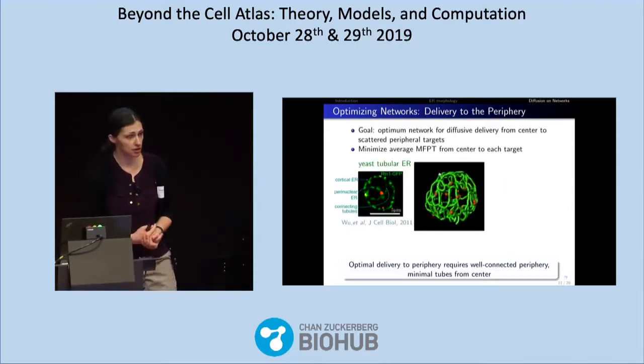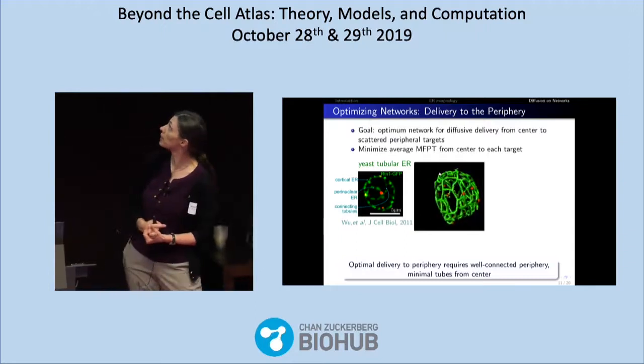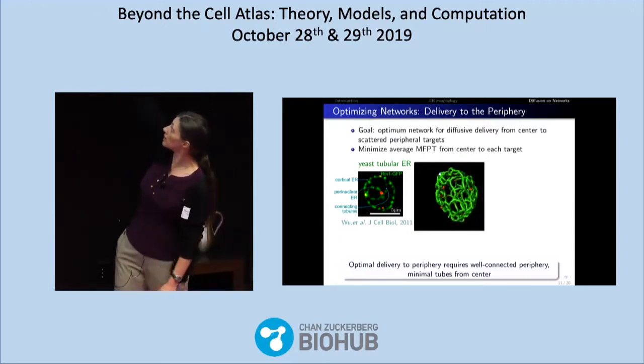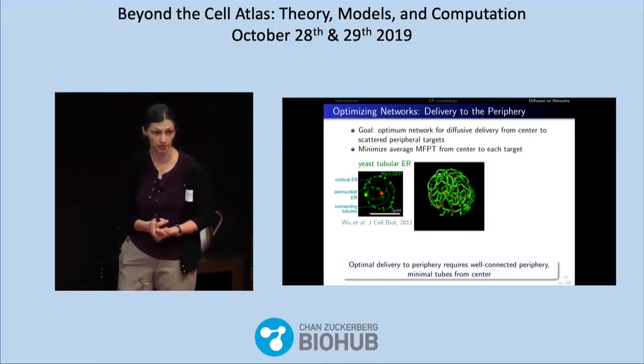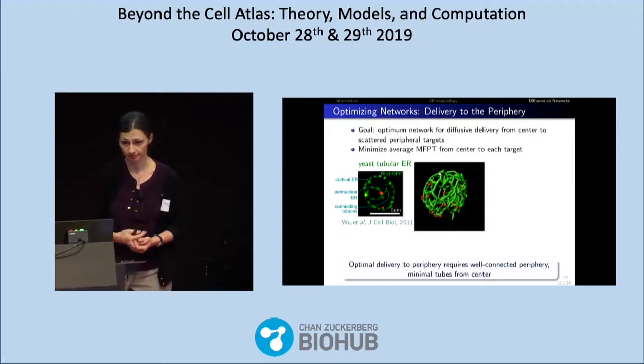Interestingly, if you look at the structure of the endoplasmic reticulum in yeast cells, it is very similar to that sort of optimal structure. You have endoplasmic reticulum near the nucleus, you have one or two connections out to the periphery, and then you have a well-connected lattice out in the periphery of the cell.